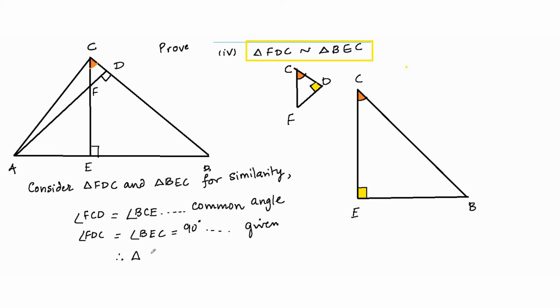Therefore, I can say triangle FDC is similar to triangle. Now, D corresponds to E, so D is the second letter, E is the second letter. C is the last letter, so C is the last letter here also. So this is triangle BEC using the AA test of similarity, and this is what we exactly have to prove. Therefore, this is hence proved.